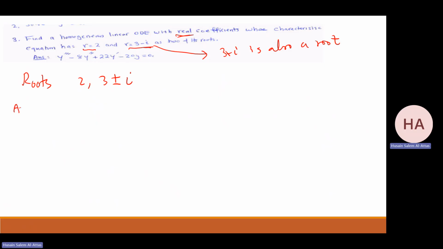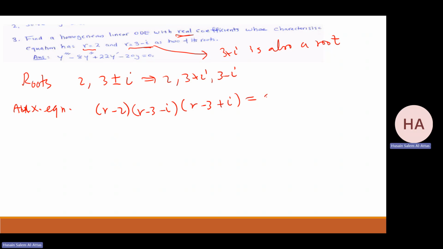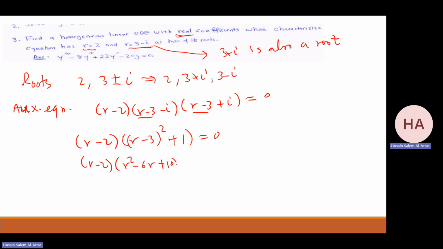The factor, the auxiliary equation, let me go to the auxiliary equation right away. That will be R minus 2. This means 2, 3 plus i, 3 minus i. R minus 3 minus i, R minus 3 plus i equal to 0. So I have R minus 2. This I can do as a product of two functions. R minus 3 squared. No, it's x minus y times x plus y. This is what I meant, plus 1. Minus i squared, which is plus 1, equals 0. So I have R minus 2. This is R squared minus 6R plus 9 plus 1, so plus 10, equals 0.